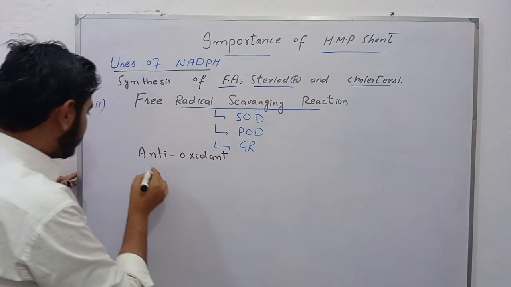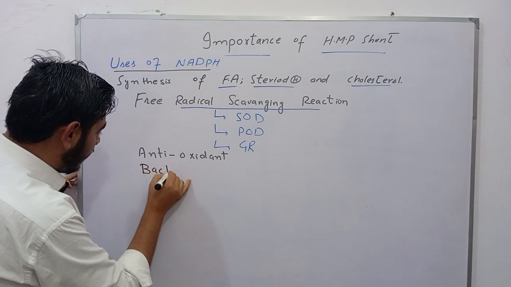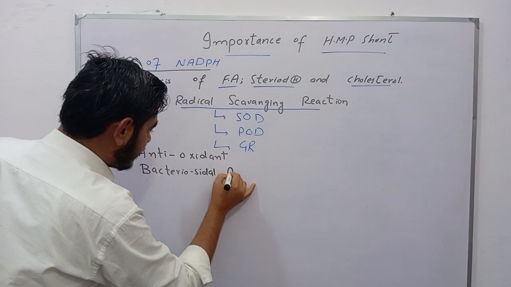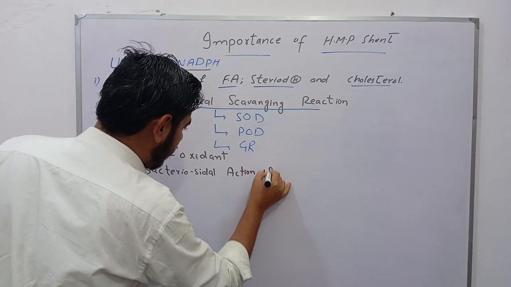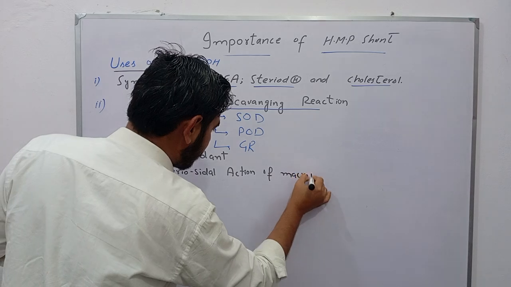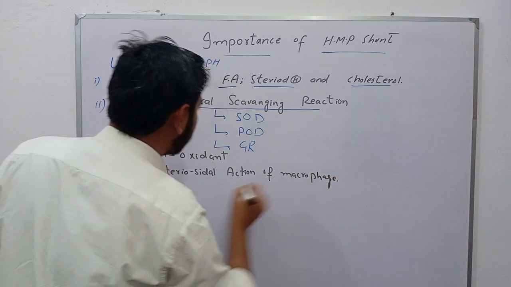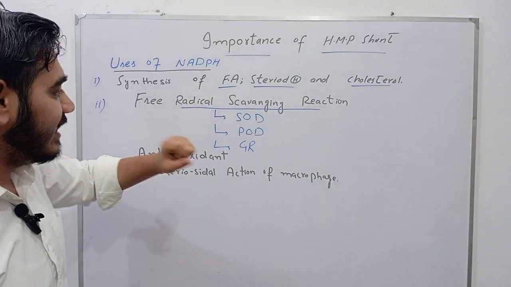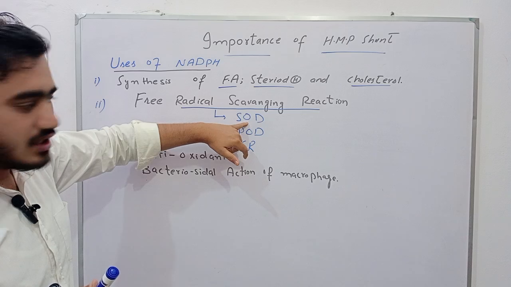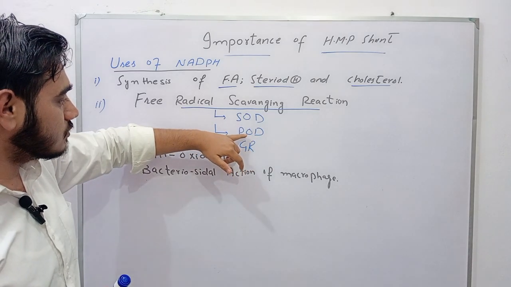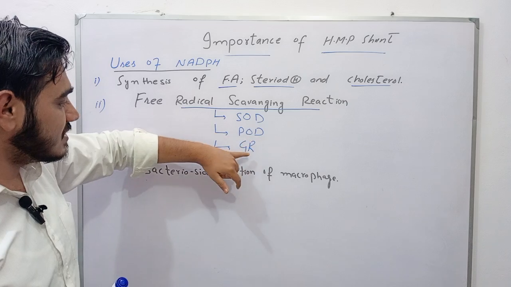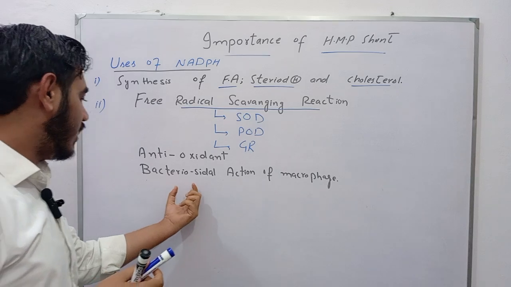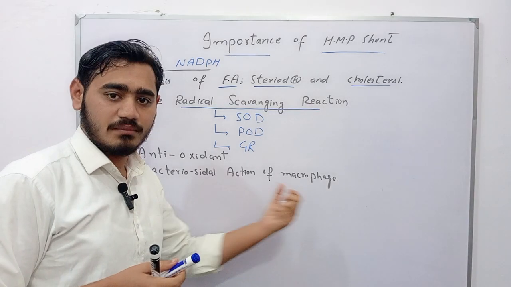And NADPH is required for the bactericidal action of macrophages. This is the second use of NADPH. It is required for the free radical scavenging reaction. For this action, it requires superoxide dismutase, peroxidase, and glutathione reductase. It also acts as an antioxidant, and it is required for the bactericidal action of macrophages.